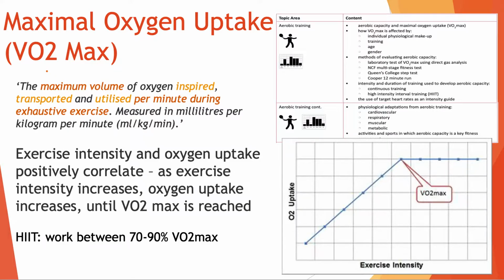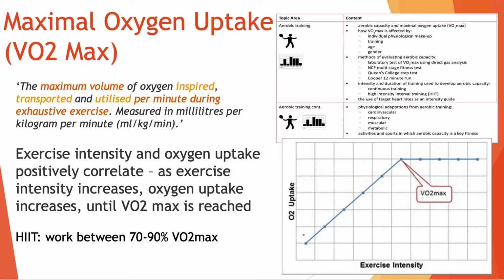Similarly, I wanted to remind you about VO2 max. So VO2 max is the maximum volume of oxygen inspired, transported and utilised per minute during exhaustive exercise. Remember that exercise intensity and oxygen uptake positively correlate. As exercise intensity increases, so does oxygen uptake up until the point we reach our VO2 max. That point during exhaustive exercise that we cannot inspire, transport or utilise any more oxygen. That's our VO2 max.